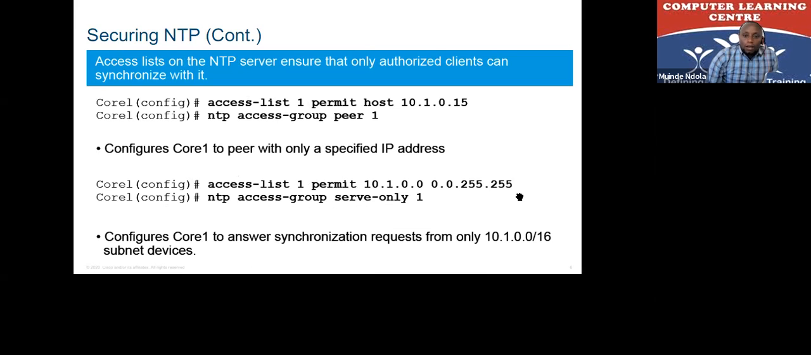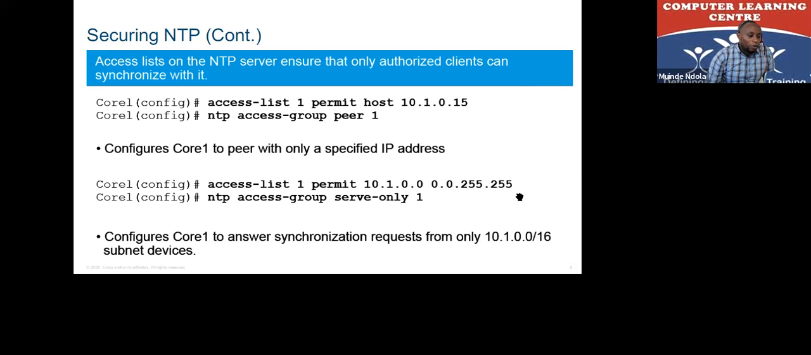Then again, if you want to be specific on which networks will connect to the NTP server, you can configure an access list to filter the IPs. So in this case, on core 1, we have said access-list 1 permit 10.1.1.15, which is the host. Then we said NTP access-group peer 1. What does it mean? It means it's going to allow NTP access from traffic from 10.1.0.15. Okay, then configure with only the specified IP addresses.